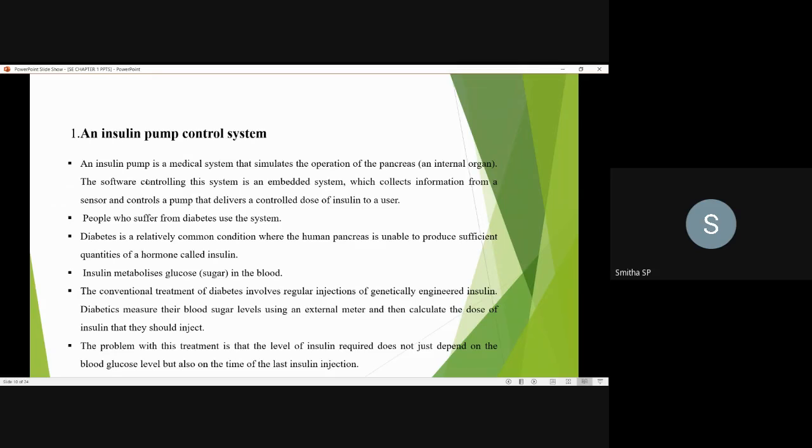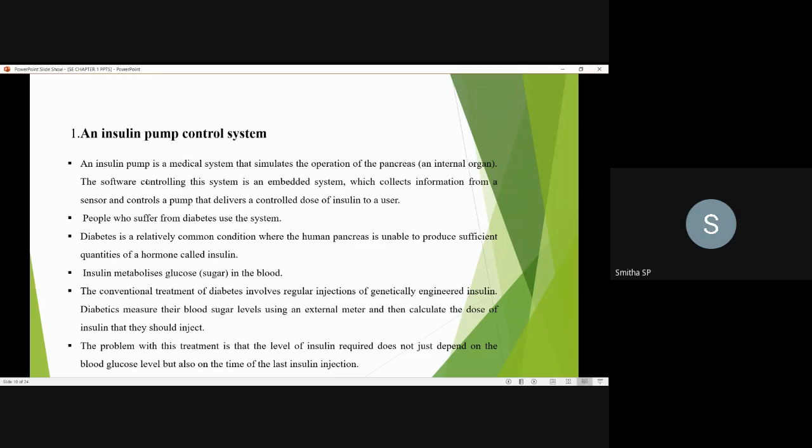As you all know, diabetes is a common condition where the human pancreas is unable to produce a sufficient quantity of the hormone that we call insulin. Insulin is a hormone that is produced by the pancreas. So if it is not produced in sufficient quantity, that condition we call diabetes. Insulin metabolizes the glucose, that is the sugar level in the blood. The treatment for diabetes involves a regular injection of genetically engineered insulin.